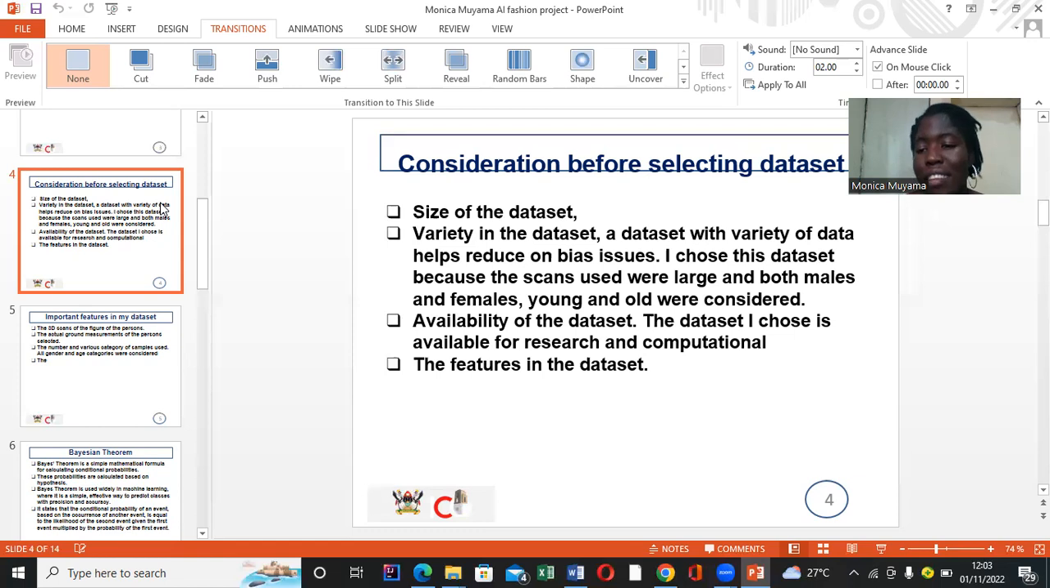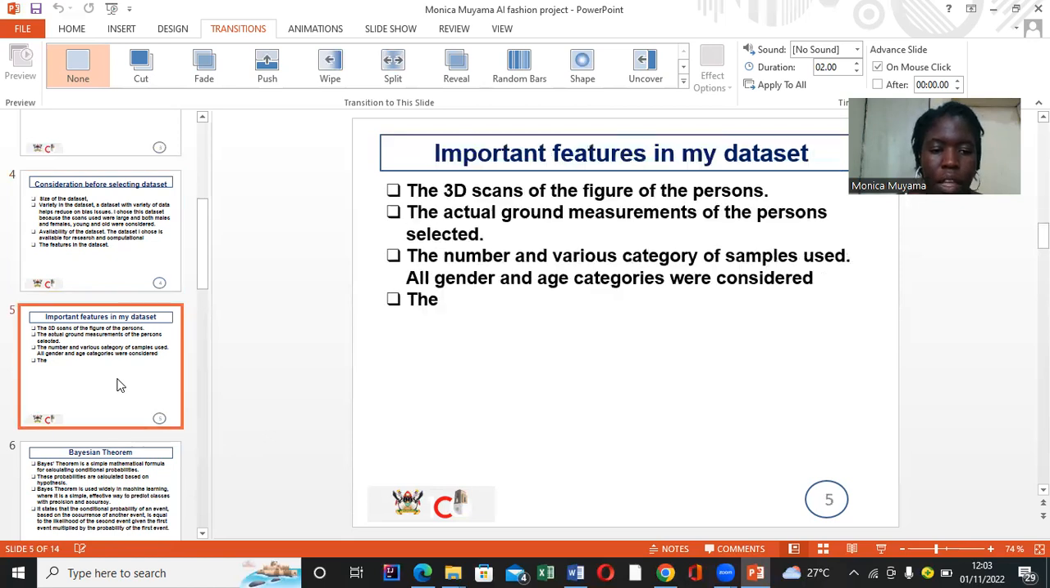Then the features in the data set. The important features in my data set are the 3D scans of the figure of the persons. This is then the actual ground measurements of the person selected. They select a person and measure every detail that they want using a tape measure. Then the number and various categories of samples used. As I earlier told you, to avoid bias, we have to take everyone into consideration. So we're considering both the male and the female, the young and the old.